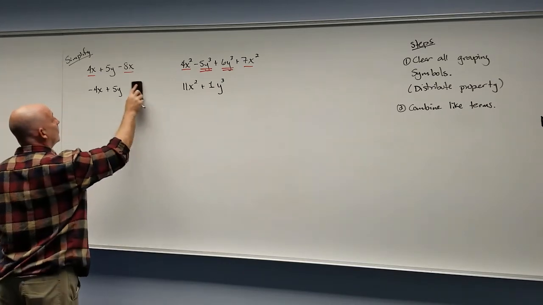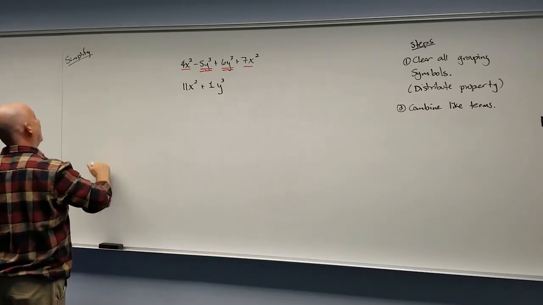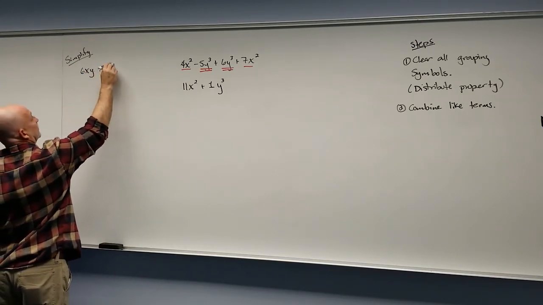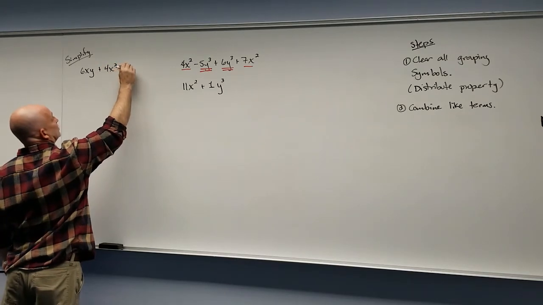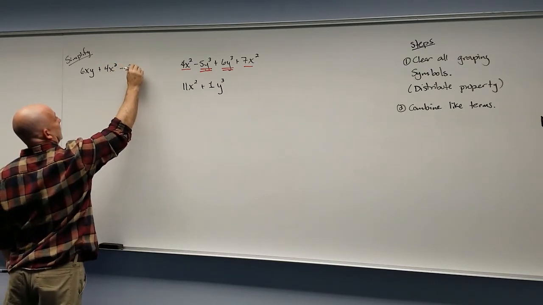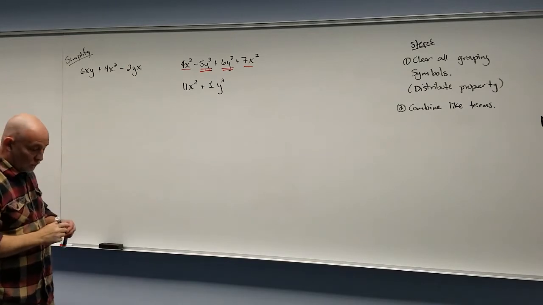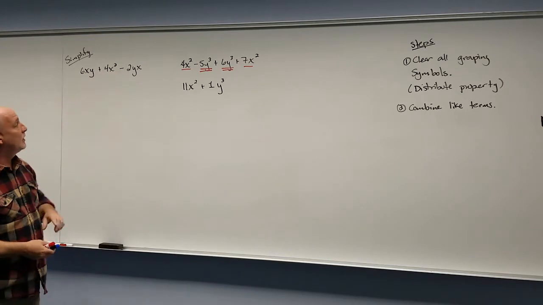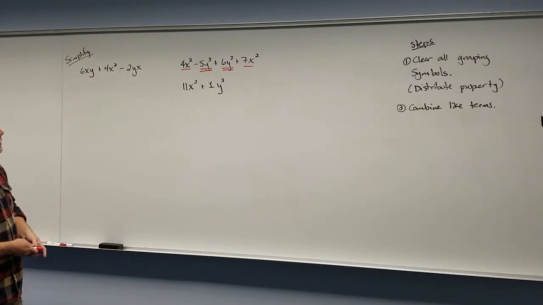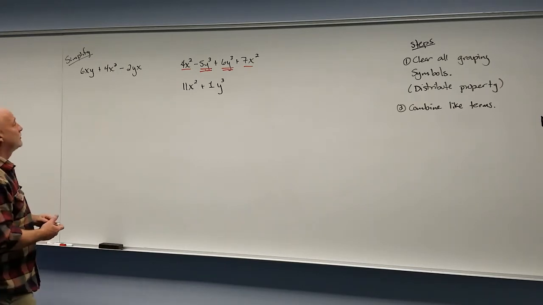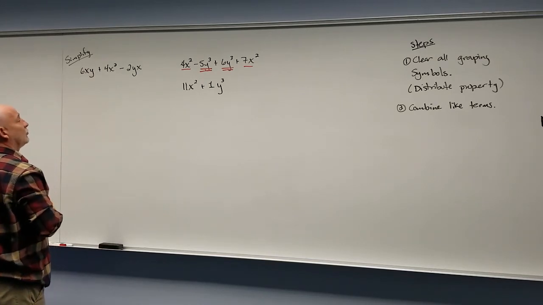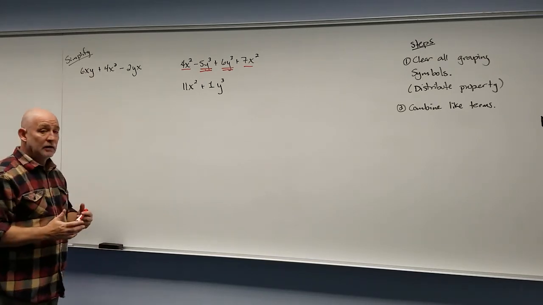All right, let's try a couple more. Let's see if I have 6xy plus 4x squared minus 2y. All right, looking at this expression, I have 3 terms up here and I'm told to simplify. First step would be clearing any grouping symbols. We don't have any. Combine like terms. Let's just start with the first piece. Here I have xy's. Do I have any more xy's up there? Well, right now the answer is no.